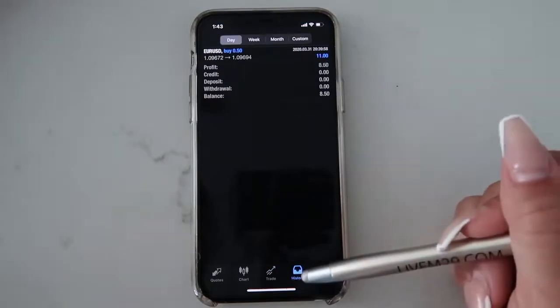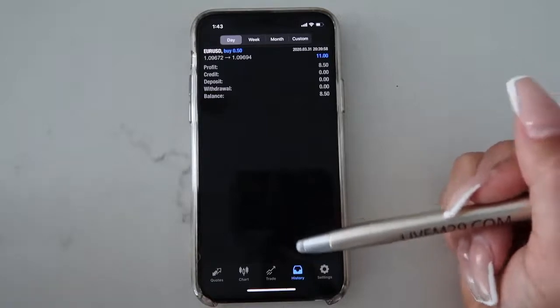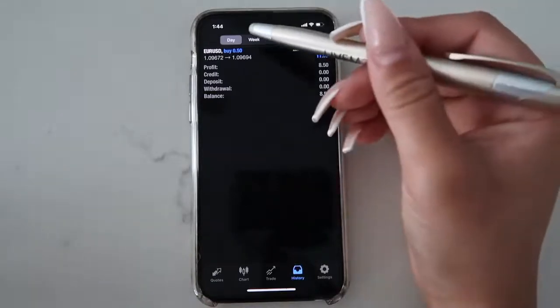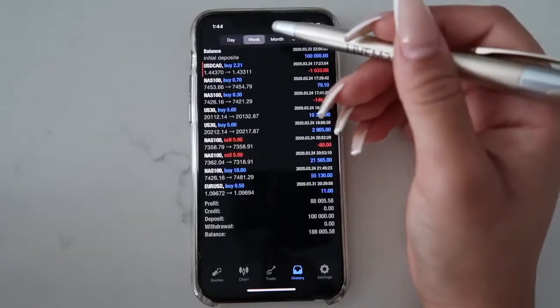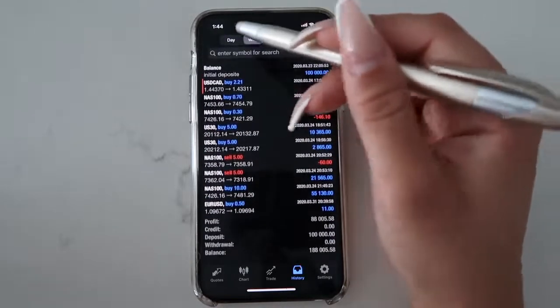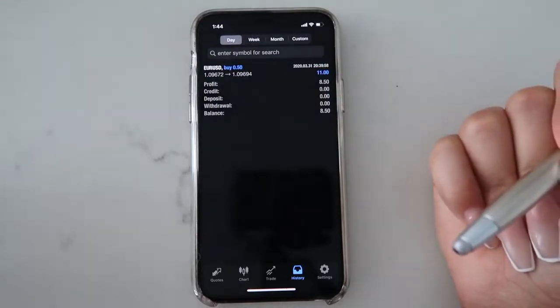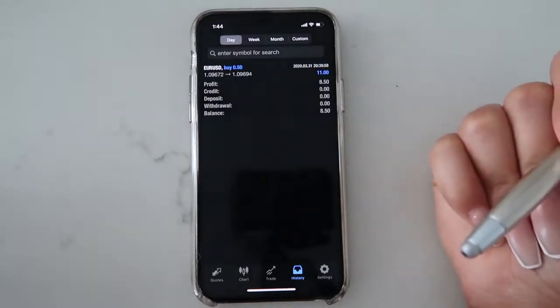So here is your history, where you can see all your closed trades. This is just my demo account. I was practicing, and that's what I recommend that you guys do: practice with a demo account until you feel confident enough to open up a live account.